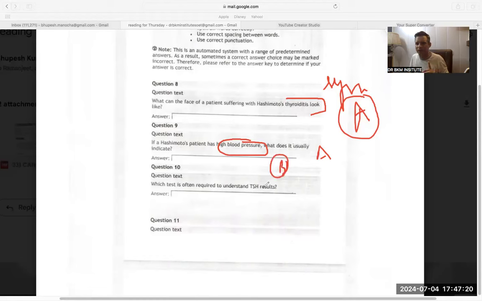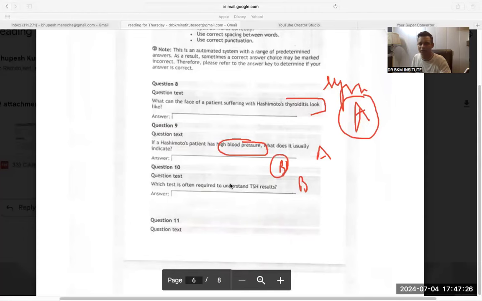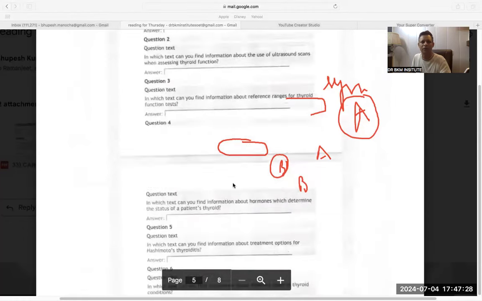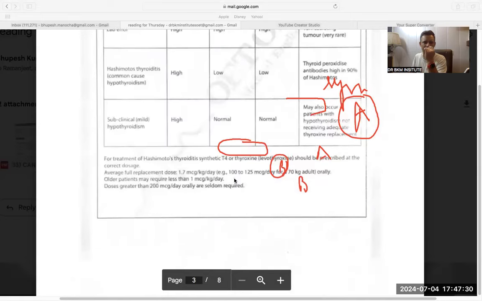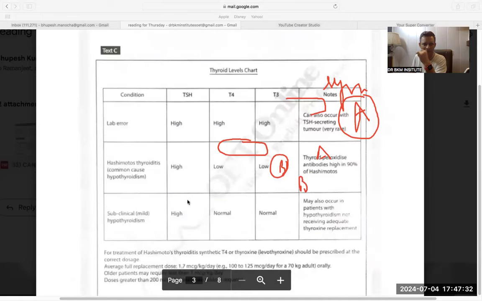Which test is often required? Again, they were talking in the thyroid paragraph. So suppose I have to say which test is often required to understand TSH results. Okay, I will go to the word TSH here.